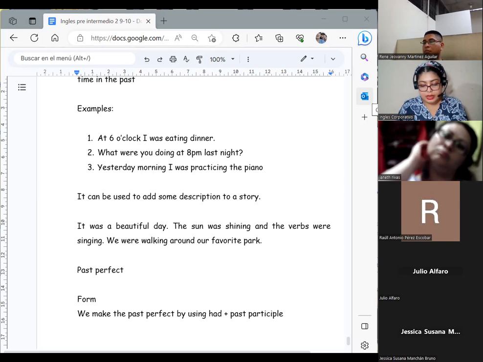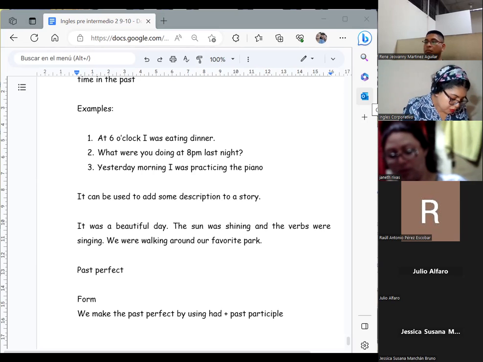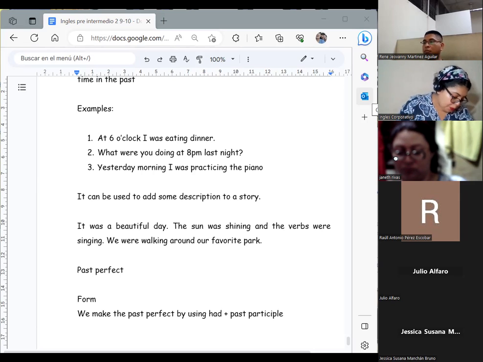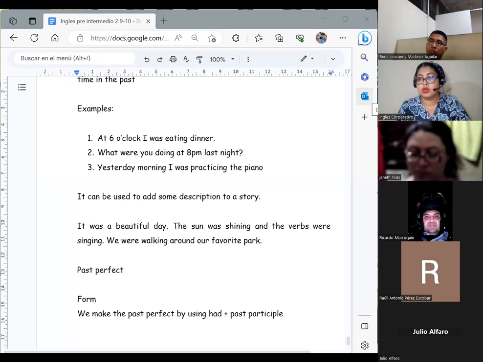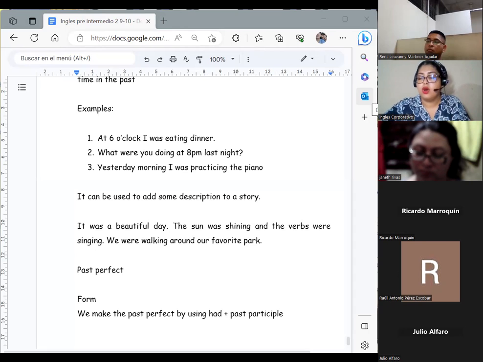El uso del auxiliar, básicamente, sabemos que el auxiliar lo que hace es demostrar en qué tiempo nosotros estamos funcionando o en qué tiempo estamos explicando las cosas. Y en este caso, con el pasado es lo mismo. Nos está determinando en qué momento del tiempo estamos haciendo nuestra oración.